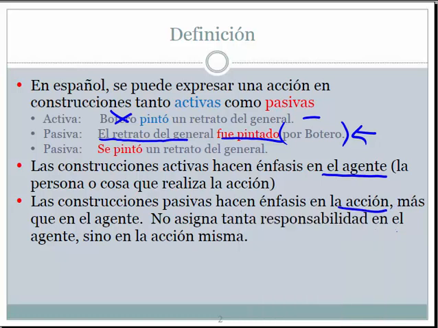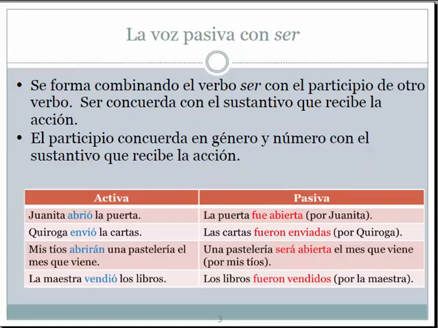Let's look at a couple of different ways to form this. The most common way, although not the most useful way in speech, is where you're dealing with the verb ser. And we're going to use the verb ser with the past participle. Remember, the past participle is formed by ado or ido, and then we have rev, mac, phd, which are the irregulars. Okay, and so we're going to form this. The participle matches gender and number with the noun that's receiving the action.